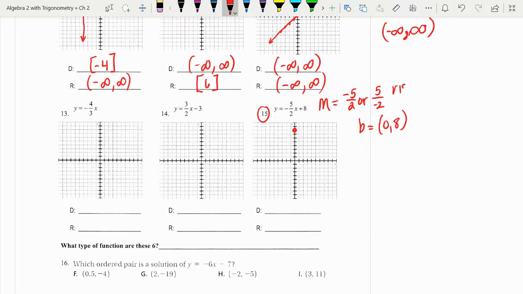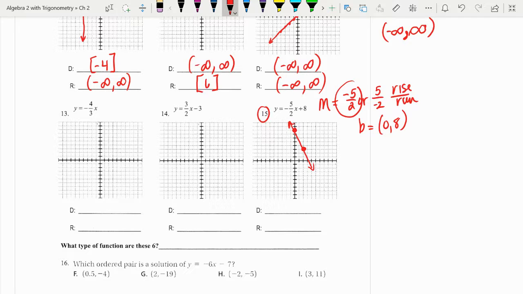Remember, slope is rise over run. So I think I'm going to use this first slope, and I'm going to count 1, 2, 3, 4, 5 down, and then 2 to the right. And then I'm going to graph this line. 2 points determine a line, so I have enough.